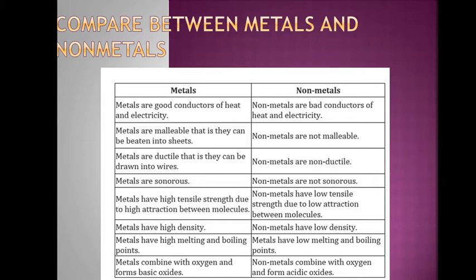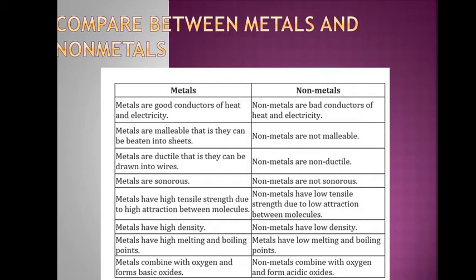Okay, so metals are ductile, that is they can be drawn into wires. Ductile means that we can make wires out of metals, for example copper wire. And non-metals are non-ductile. They cannot be made into wires or drawn into wires. Metals are sonorous. Non-metals are not sonorous.